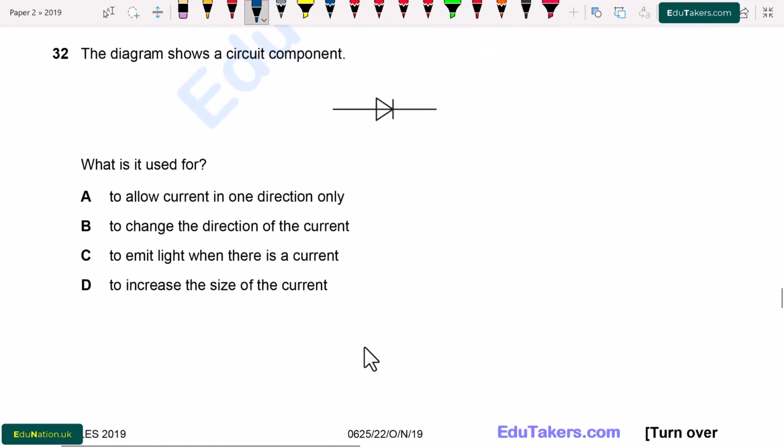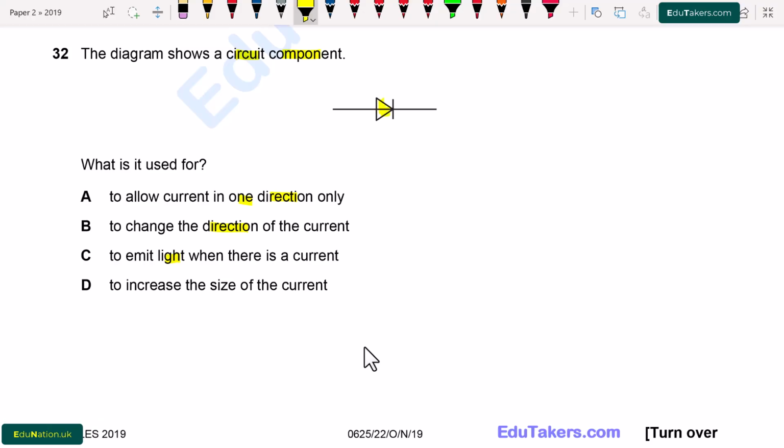Question number 32. The diagram shows a circuit component. What is it used for? Option A, to allow the current in one direction only. B, to change the direction of the current. C, to emit light when there is a current. D, to increase the size of the current.